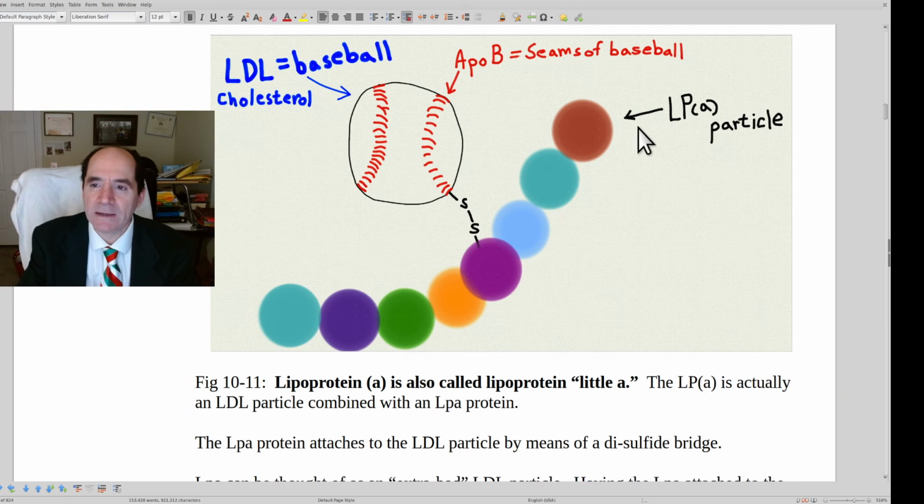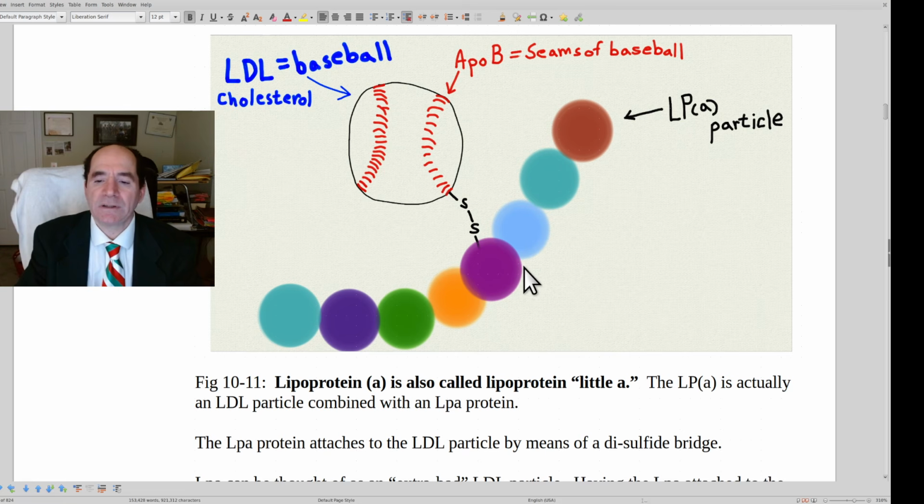Okay, LP little a is this particle right here. So here's an LDL cholesterol particle. LP little a is just a glycoprotein attached to the LDL cholesterol. So the LDL cholesterol has a protein on its outer surface. It looks like a baseball. You've got this big fatty mass, and then you've got what looks like the seams of the baseball, the apoB lipoprotein on the LDL cholesterol particle. They are attached to this LP little a particle.